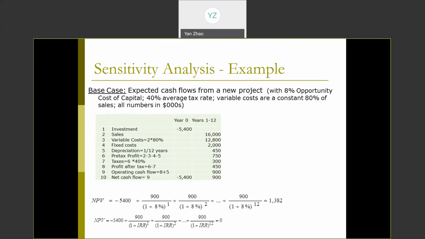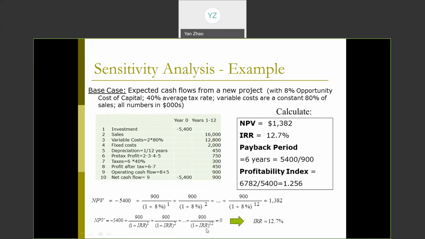So what is the internal rate of return? Well, if you set the net present value to 0, we back out the discount rate. That is 12.7%. The net present value, $1,400. Internal rate of return, 13%.